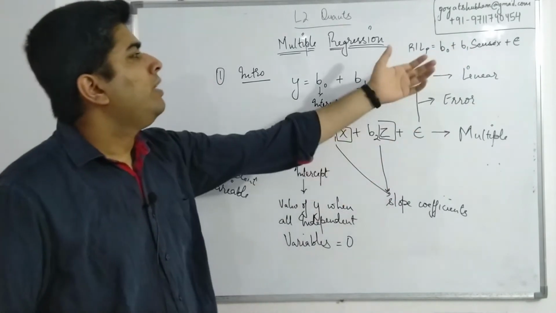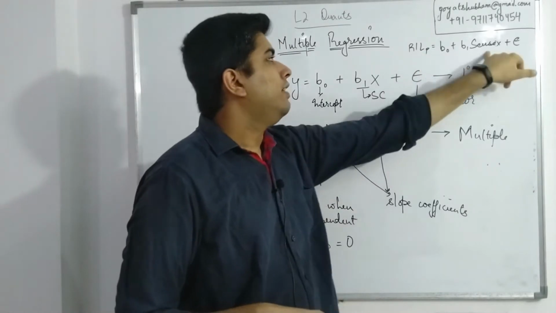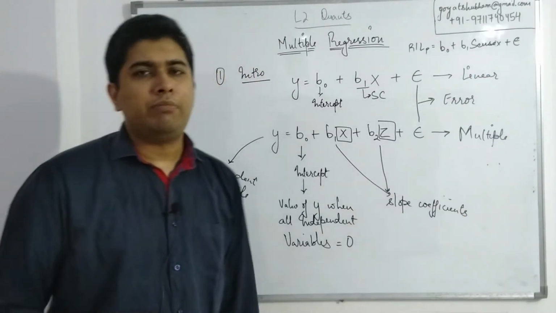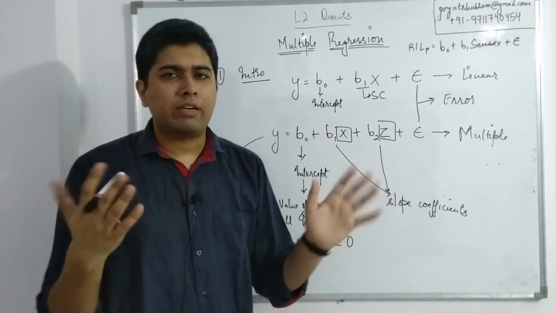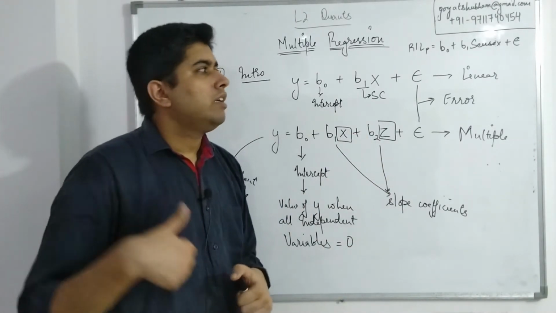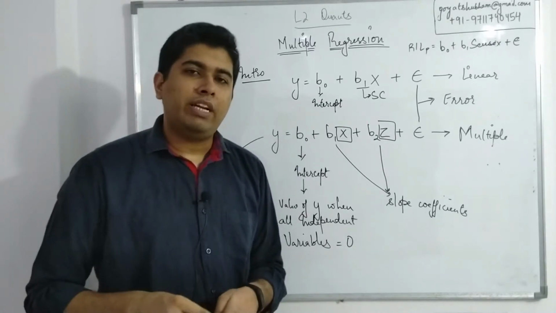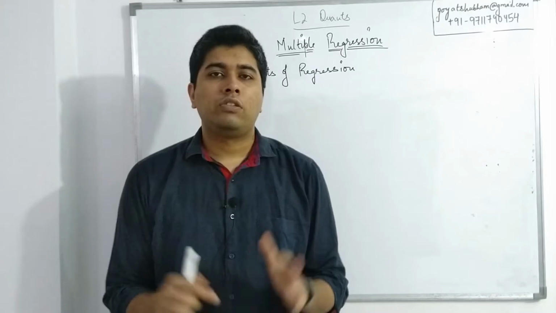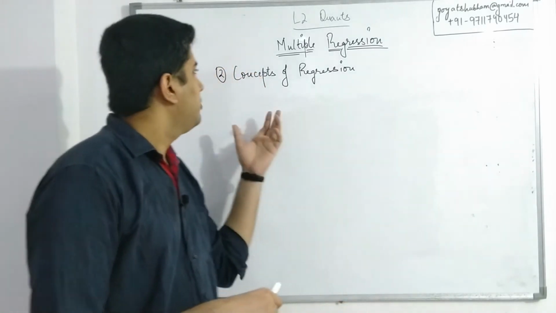So the example we'll cover today is, right now for linear we had Reliance and Sensex. I'm adding a third random company that may not be a competitor or may be a competitor. So we'll add a third company to see if that third company is relevant in explaining the movement of Reliance or not. So the next topic that we'll be covering within multiple regression is, well, concepts of regression.